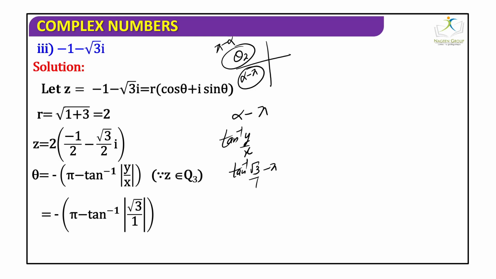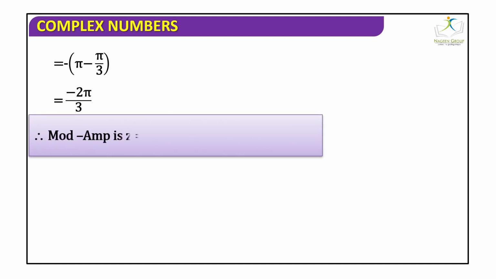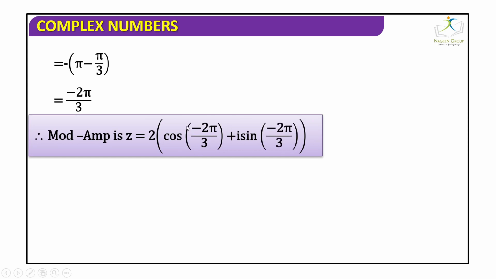We have pi minus tan inverse of root 3 by 1. This value will be pi by 3. तो pi minus क्या कर देंगे, pi by 3 which is equal to minus 2 pi by 3. Now modulus amplitude form is, here we have r of cos theta plus iota into sin theta, right? तो हमने यहाँ से थीटा की वैल्यू निकाली, थीटा की वैल्यू कितनी आ गई, minus 2 pi by 3. So here we kept the value minus 2 pi by 3 and here also minus 2 pi by 3.